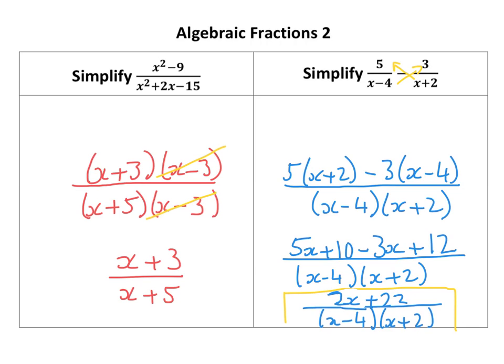Right, so basically multiply the denominators, then cross multiply, expand, simplify. Jobs are good.